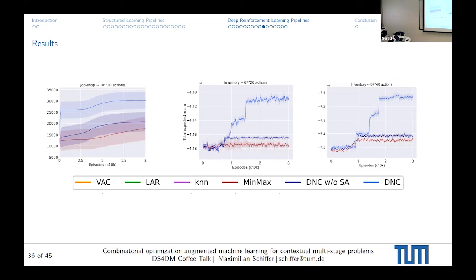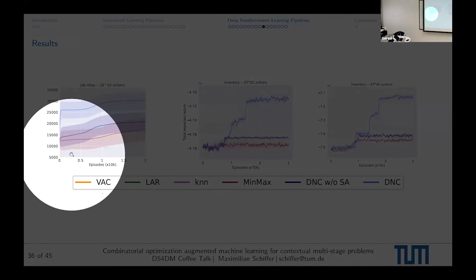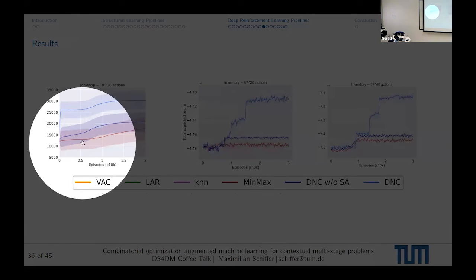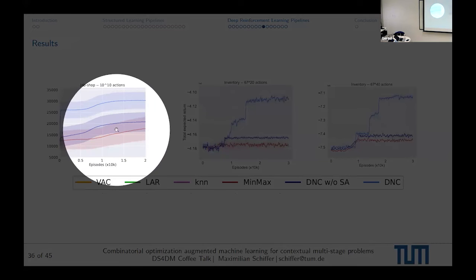So first observation, there's no orange, green, or purple line on any of the charts, which means that those methods do not even scale to the size of the action space that we have here, right? So they didn't even converge. And then for the job shop scheduling, we talk about 10 to the power of 10 actions. And what we see is that the min-max mapping works somehow. But if we look at what we achieve by smartly searching the neighborhood, it is much better, right?